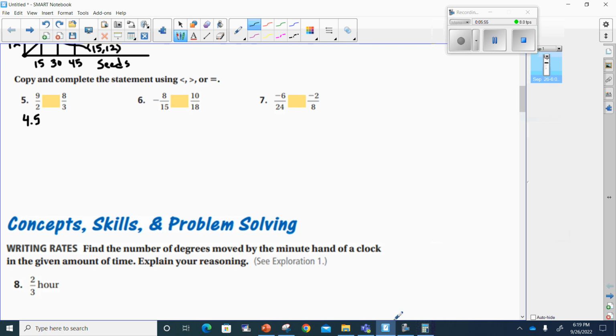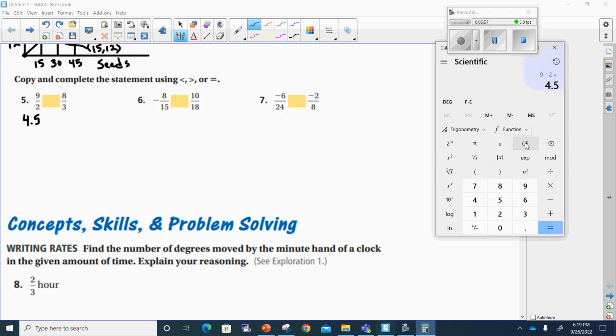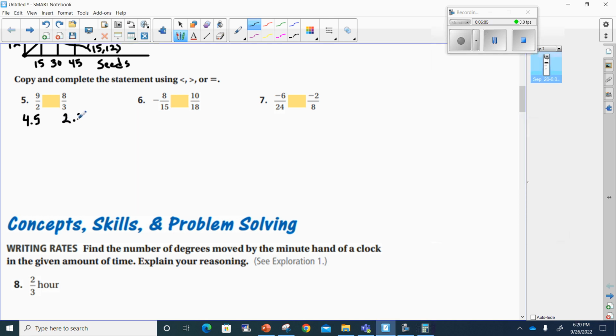I have 8 divided by 3 over here. And 8 divided by 3 will give me 2.6 repeating. Now it's easy to see that 4.5 is bigger, so this is going to be greater than. That means 9/2 is greater than 8/3.